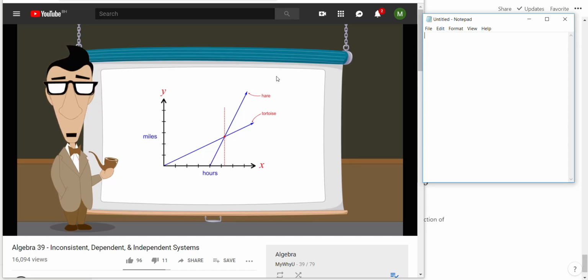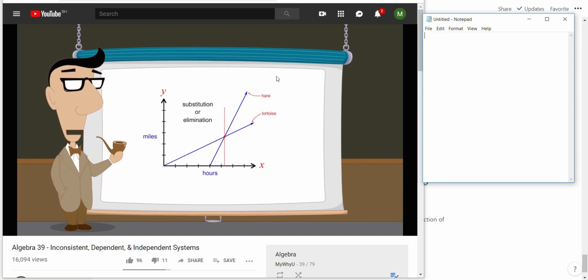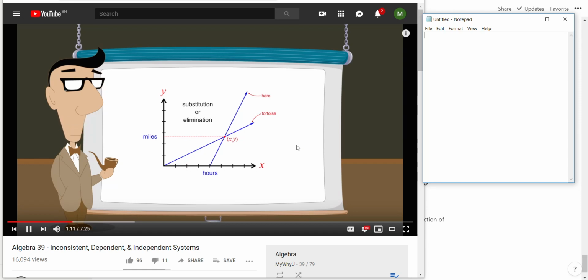We showed how this system of linear equations could be solved either by using the substitution method or the elimination method. Solving the system of equations gives us the coordinates of the intersection point, and thus the distance and time when the tortoise and hare are both at the same place at the same time.